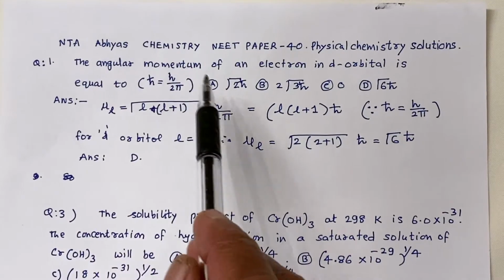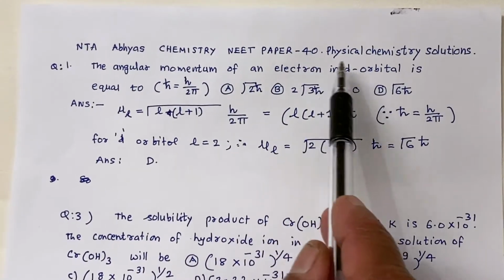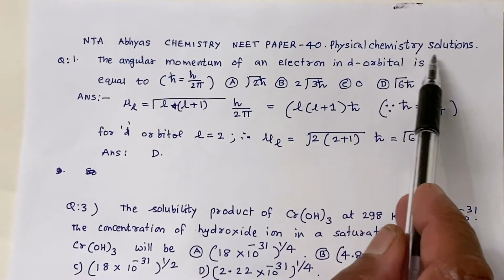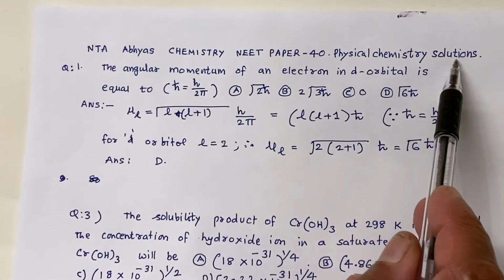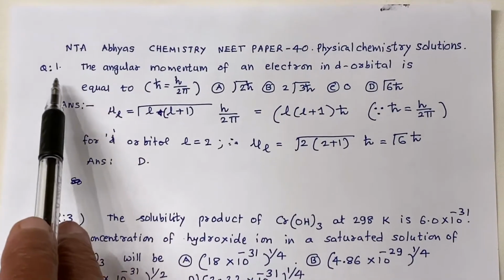NTA Abhyas Chemistry NEET paper 40. Physical chemistry problem solutions. Only physical chemistry NEET 40. So the question is question number 1.